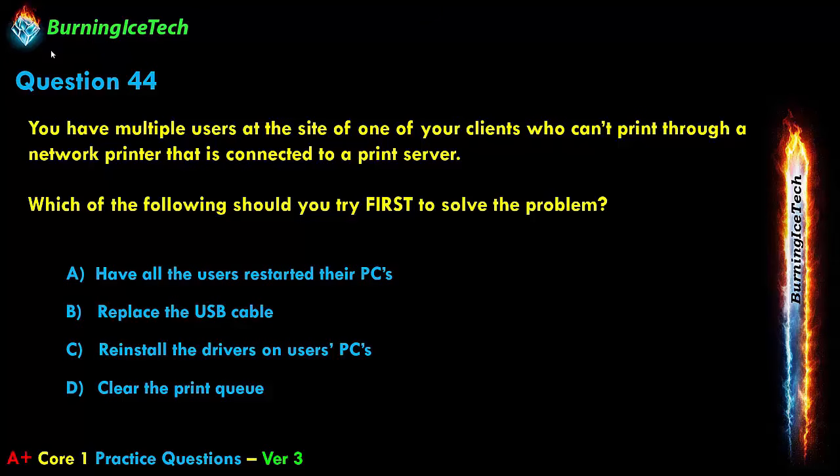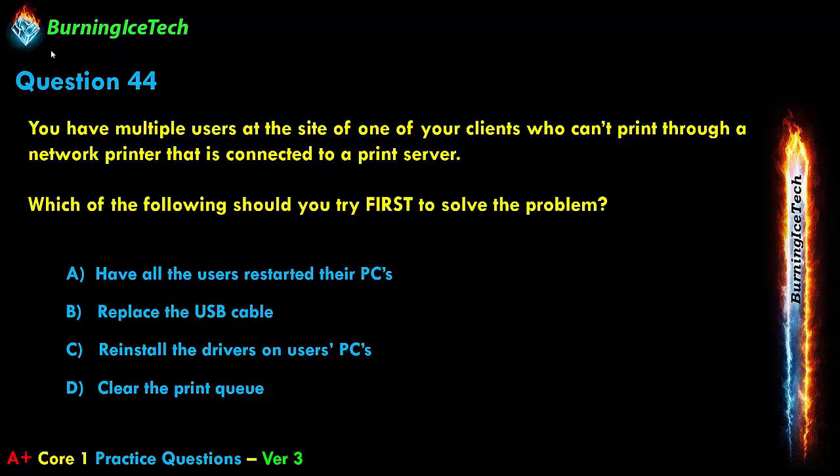Be very careful because often that means there's more than one answer or there's a bit of a curveball. Now, in this case, there might possibly be more than one answer, which is why I said first. I don't want to know necessarily which ones are the correct answer. I want to know which one you do first. Alright, so what's the problem? Multiple users at a site cannot print. They're all printing through a network printer that is connected to a print server.